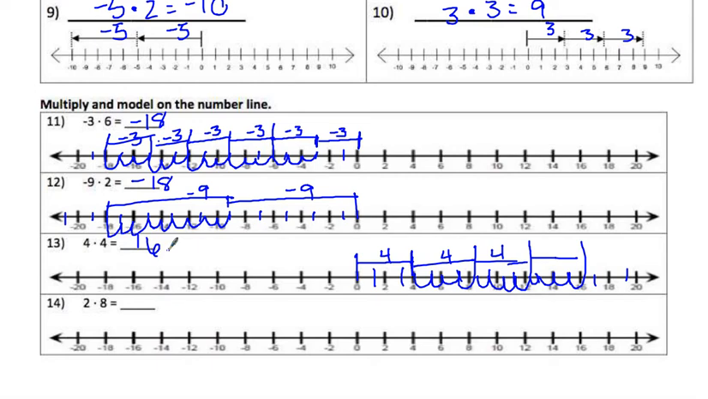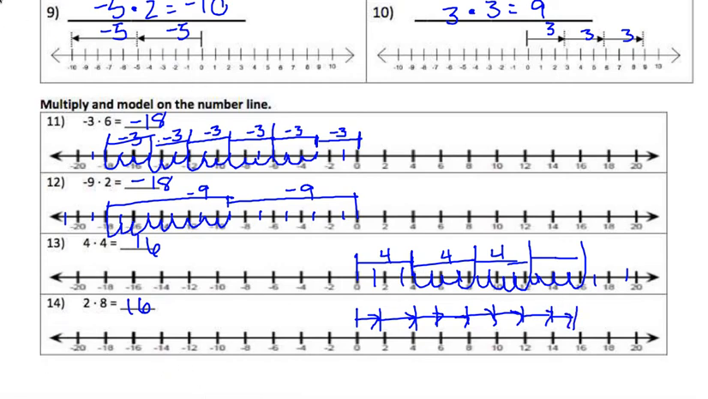And then the same thing for 14, you're going to go 2 8 times. And because this number line counts to 2, I can easily do this one. 7 and then 8. So I land at 16. And then arrowheads should go that way. You drew arrowheads on them.